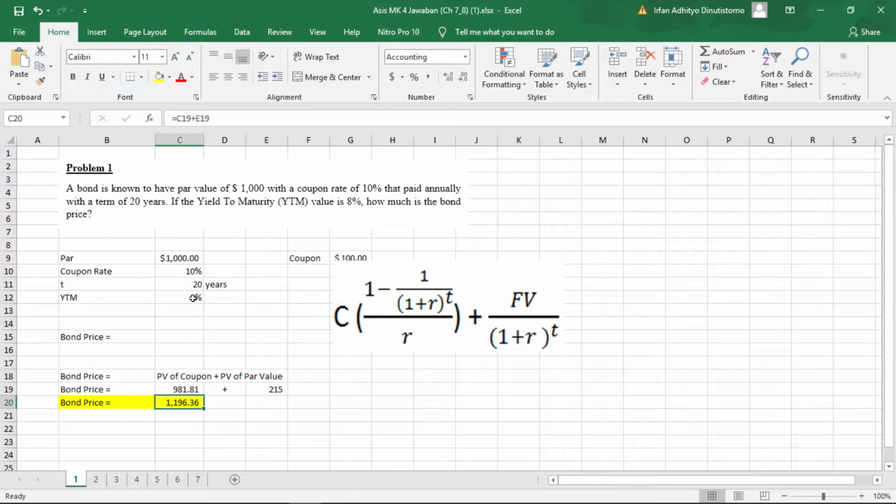So it's simple. When you have all the information, calculating a bond's value is pretty much simple. So we're going to move to the second question.